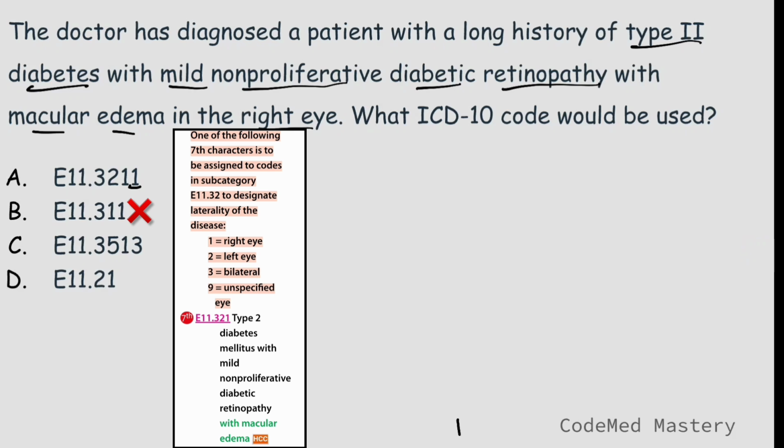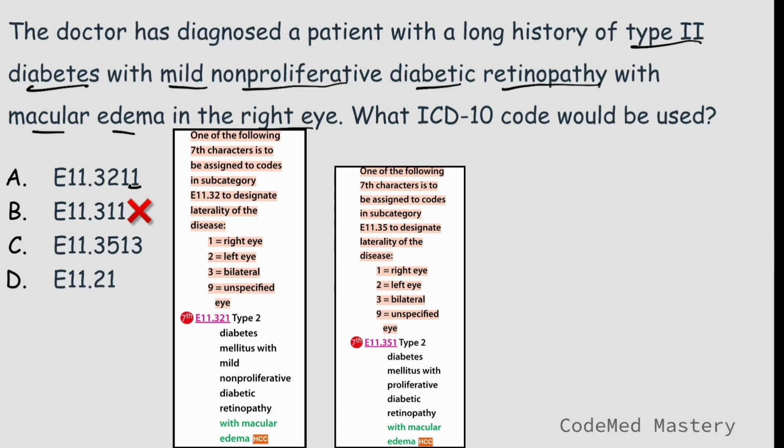In option C, the code is E11.3513. That is for type 2 diabetes mellitus with proliferative diabetic retinopathy with macular edema. The seventh character 3 is for bilateral. In the scenario, they have mentioned mild non-proliferative diabetic retinopathy and that is for right eye. So it is not matching with the code E11.3513. So eliminate option C.